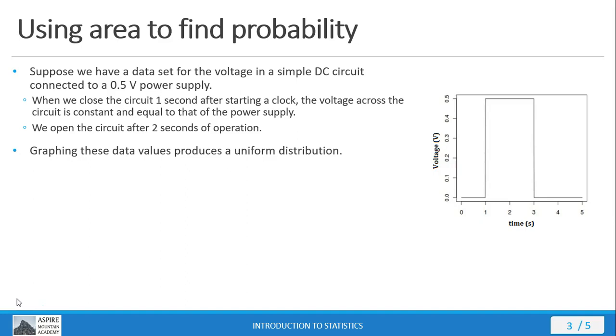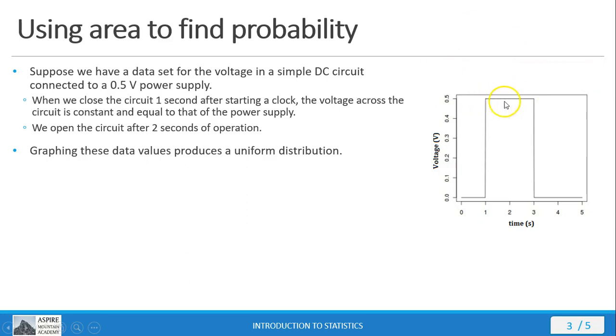DC means direct current. This is the kind of electric current that you're going to get out of, say, an alkaline battery. And we're connecting it to a 0.5 volt power supply. So we have the circuit connected, and then we start the clock. The clock's ticking. Here we've got time on our x-axis. Once we start the clock, it starts to tick. And then 1 second into our time, we turn the circuit on. We connect it up, close the circuit, and the voltage jumps up to 0.5 volt. This is the voltage being supplied by our power supply.